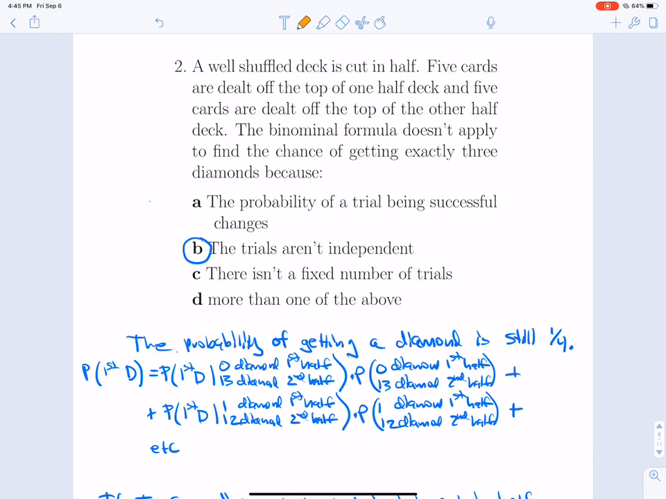Now, you may think that the probability of a trial being successful changes because in the top half of the deck, there must be a different number of diamonds than in the second half. However, this is an unconditional probability here, and so we are not specifically conditioning on how we split the deck. But you could write the probability.